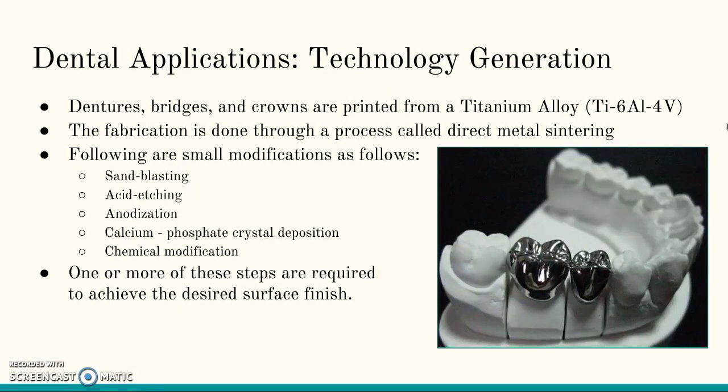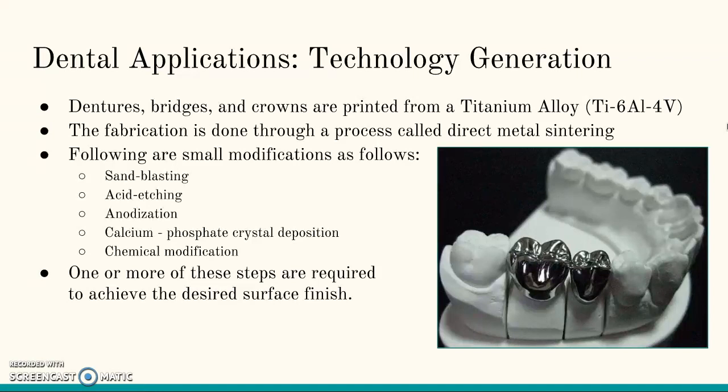Technology generation of dental applications. Daily studies are conducted on dental applications and how they can be improved. Dentures, bridges, and crowns are an example of mouth restorations that are able to be 3D printed. The most common material used to 3D print these implants is a titanium alloy, specifically known as titanium, 6 aluminum, 4 vanadium. The fabrication of these restorations is done through a process known as direct metal sintering.